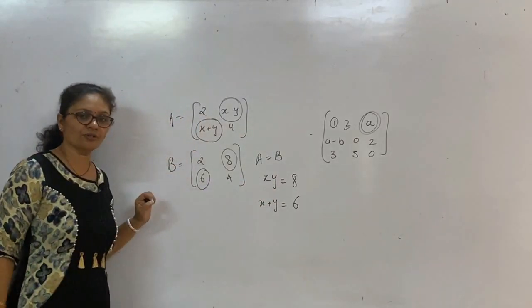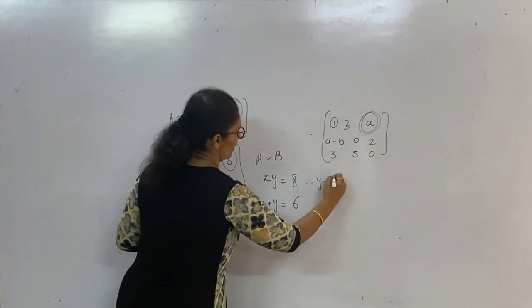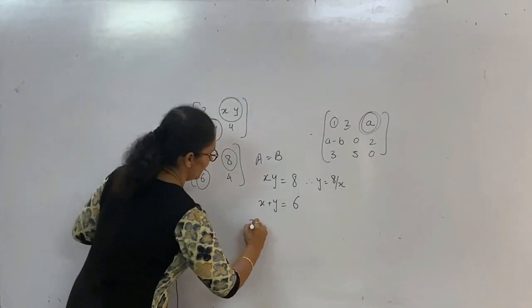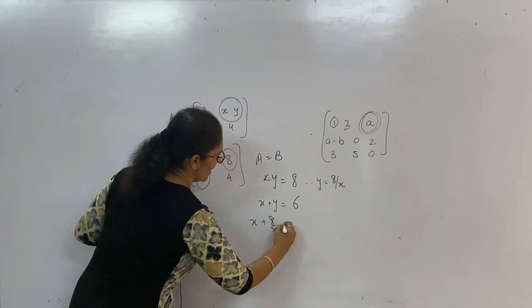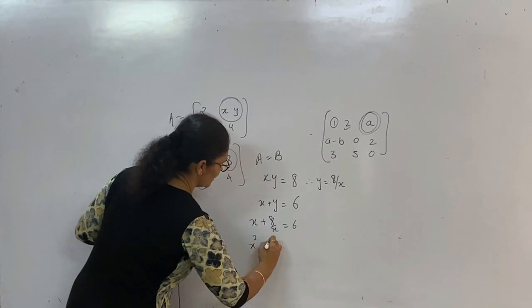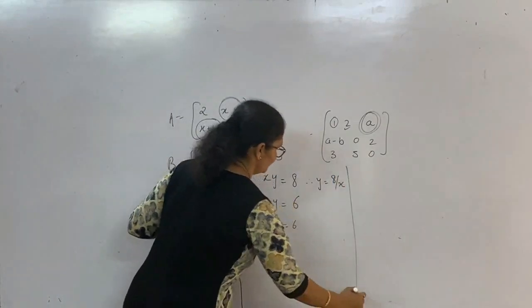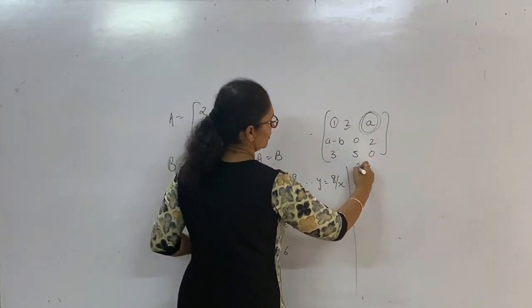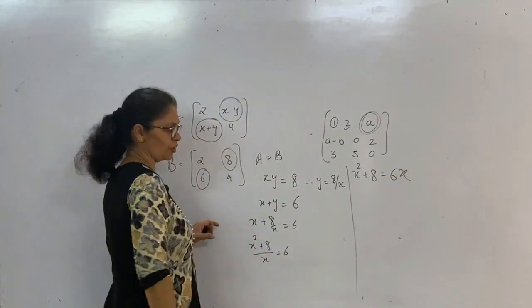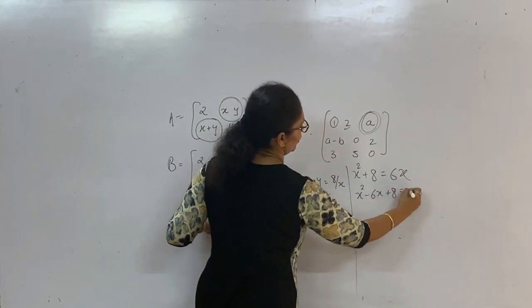So what is the solution method for it? We substitute the value. From this we can write y equal to 8 by x. Now this value we will substitute here. So x plus 8 by x equal to 6. Take LCM. So x square plus 8 upon x equal to 6. So this will be x square plus 8 equal to 6x. I have taken simple cross multiplication. Now x square minus 6x plus 8 equal to 0.